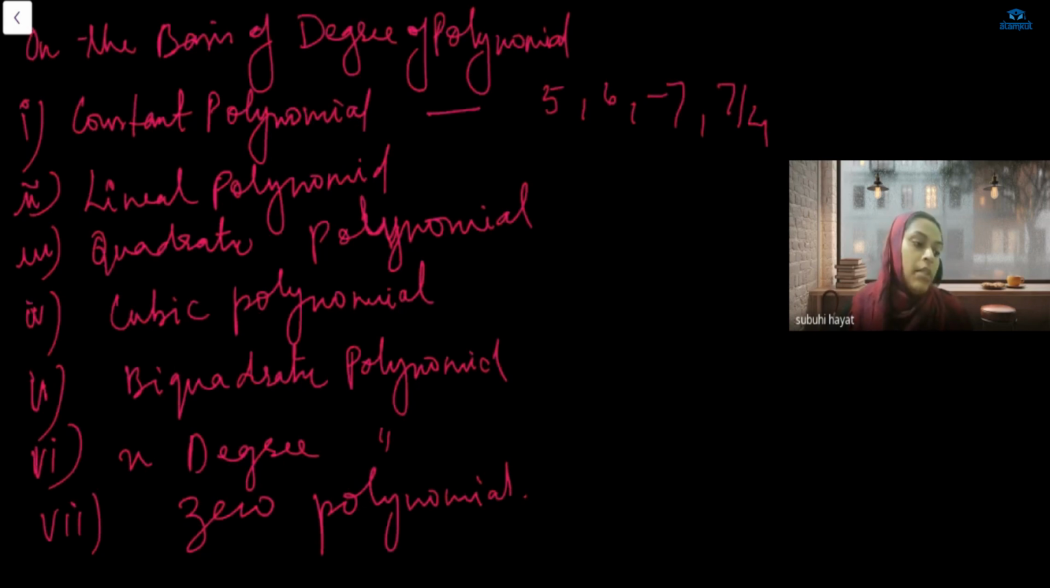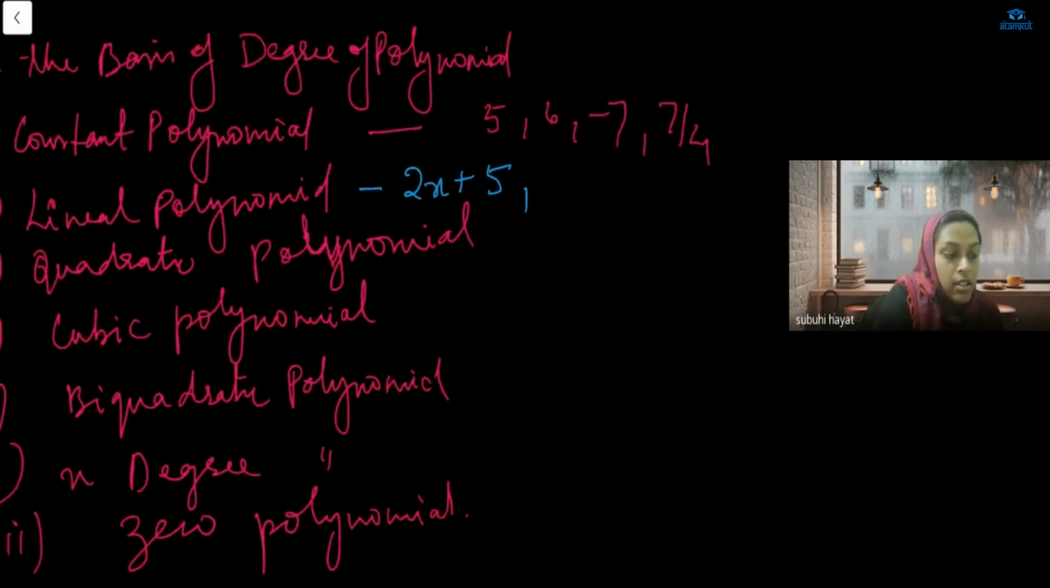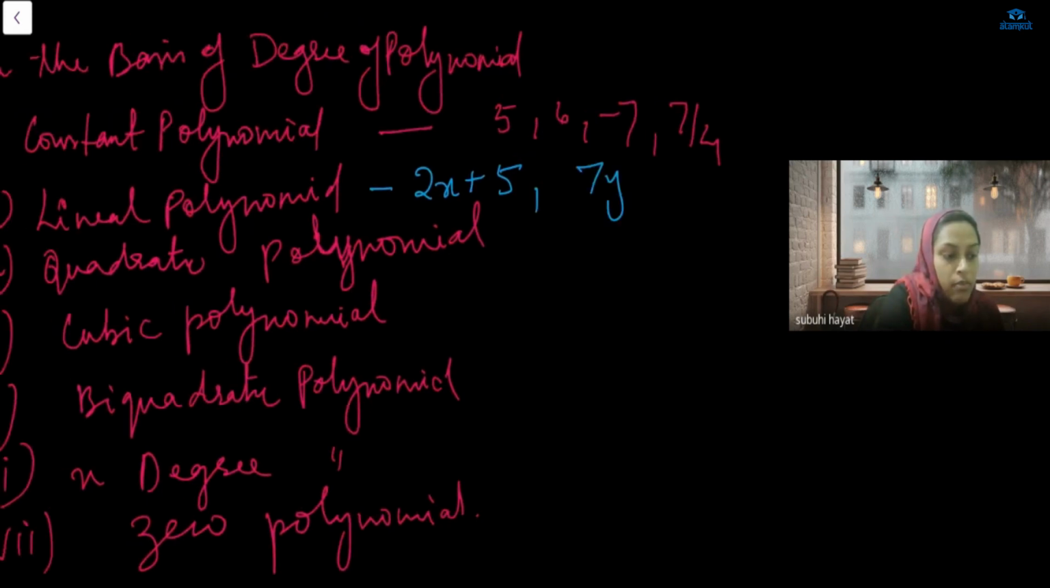What is a linear polynomial? A linear polynomial means the degree of that polynomial is 1. The polynomial of degree 1 is called a linear polynomial. For example, 2x plus 5: you can see here the degree is 1 because only one x is there, therefore it is a linear polynomial in x. Similarly, 7y minus 4 is also a linear polynomial where the degree is 1.